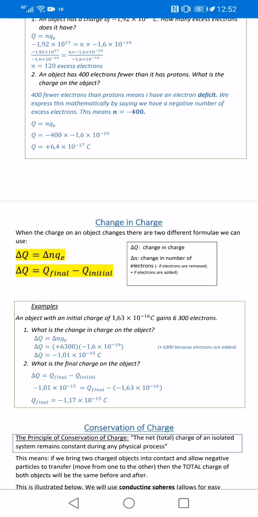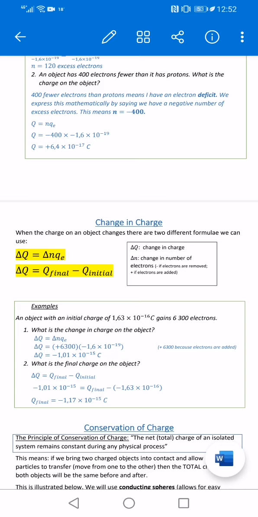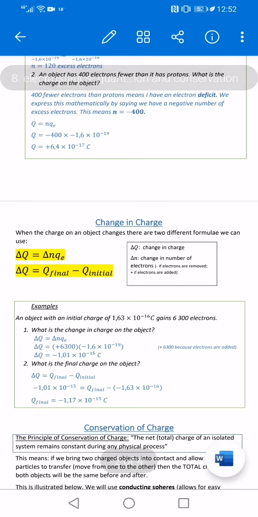Now be wary here, if you're subtracting the initial charge and your initial charge was negative, then remember you're minusing a negative number, okay, which becomes positive. So make sure you use brackets when you substitute in here. Okay, in our example, we've got an object with an initial charge of 1,63 times 10 to the negative 16. It's gaining 6,300 electrons, and we want to know what is the change in charge.